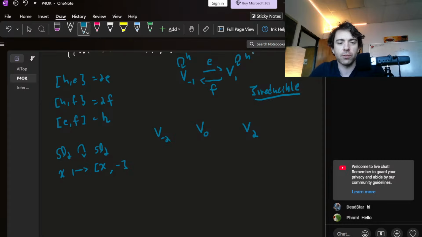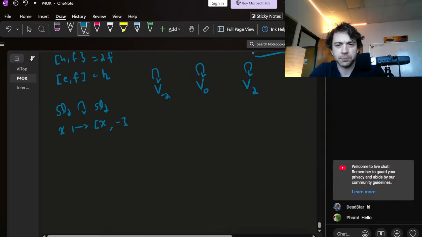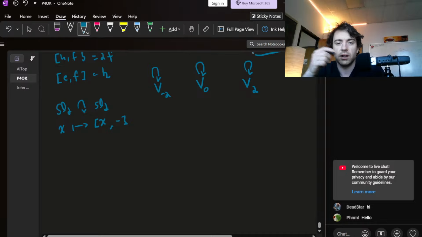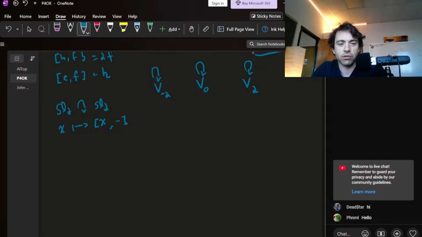And so, again, H just acts on each one of these. We want to figure out what E and F do. We did one of these computations, but I'm going to try and do this in a more general way. So, suppose we had V in V minus 2, or rather, let's get really general now.